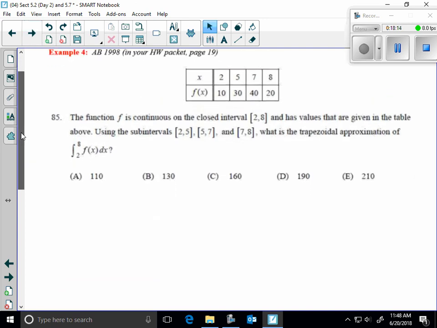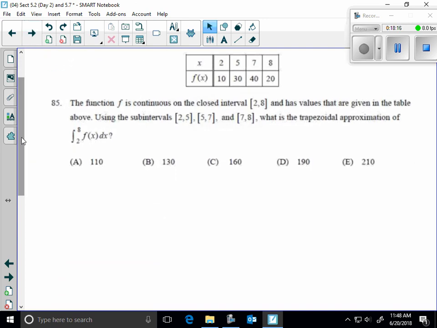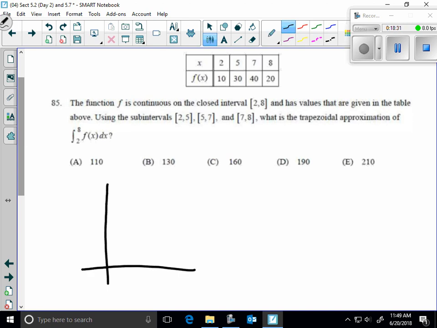Okay, we've got a table. The function f is continuous on the closed interval 2 to 8 and has values that are given in the table above. Use the subintervals 2 to 5, 5 to 7, and 7 to 8. What is the trapezoidal approximation of the integral from 2 to 8? I'm just going to plot these, actually. I think that would probably be the easiest, x, f of x, to see it visually. Personally, that's how I like to do it.